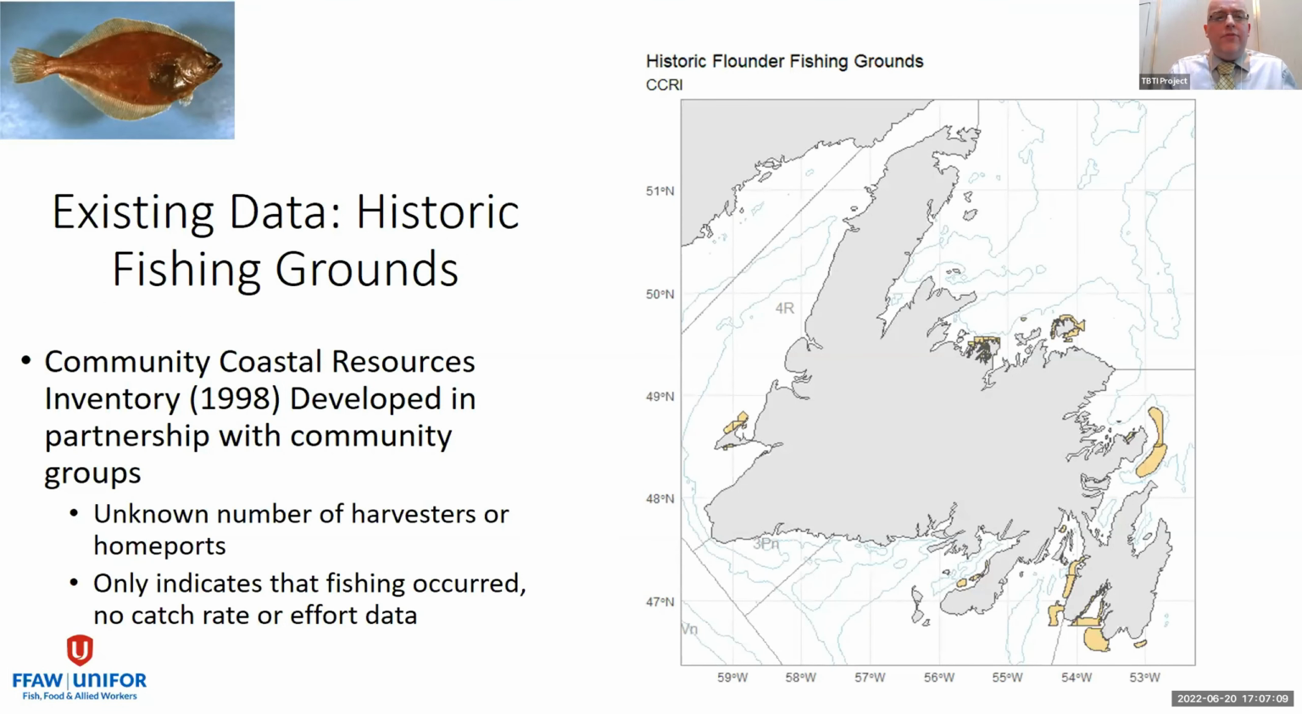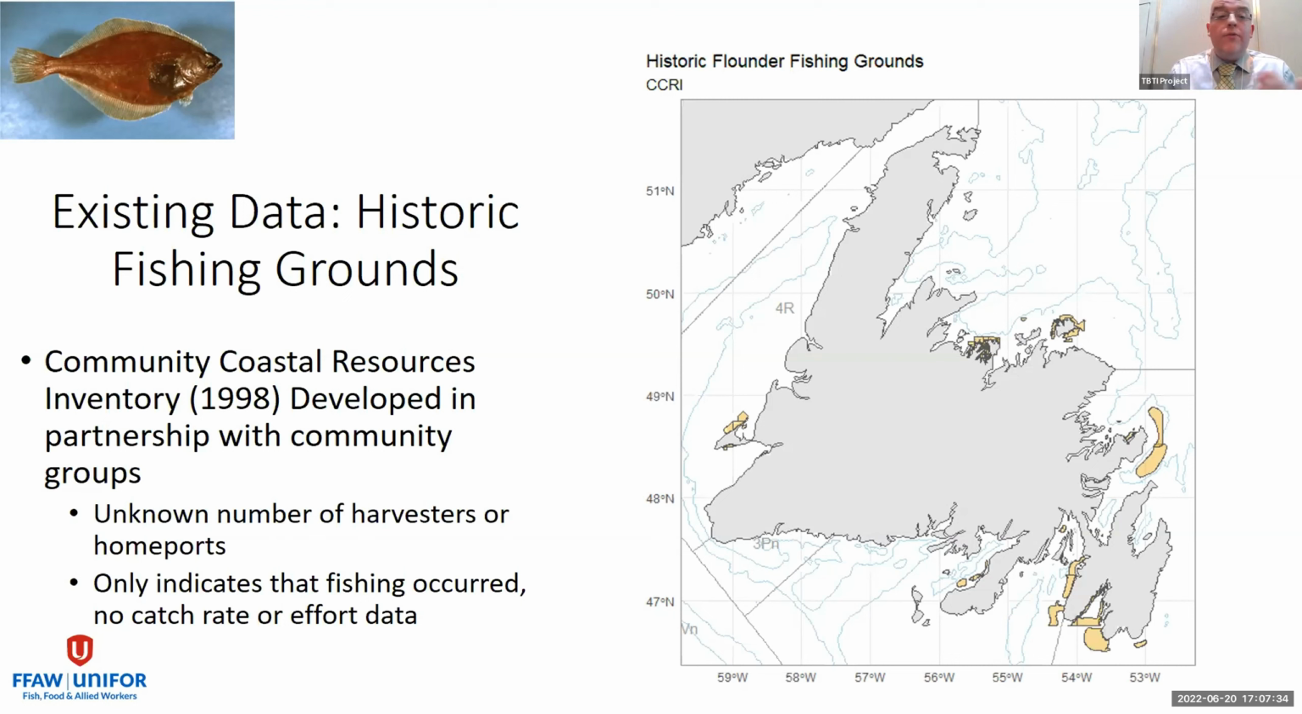So I just want to talk briefly about some of the existing data. Specifically, this one is looking at specific grounds where the flounder was fished historically. And this is from the Community Coastal Resources Inventory, which was developed in the late 90s by DFO in partnership with community groups. Now, I should say this is only a presence-absence map. There's no data indicating anything about catch effort or the abundance as such.